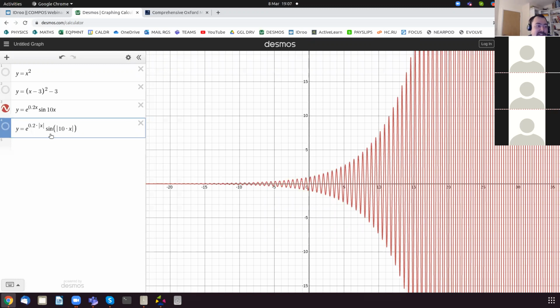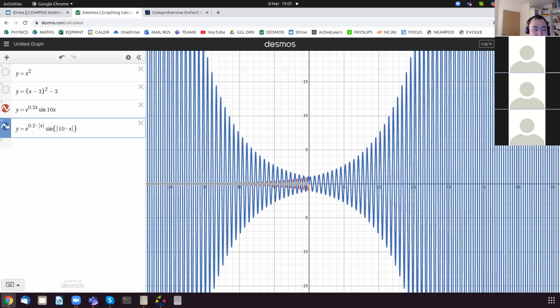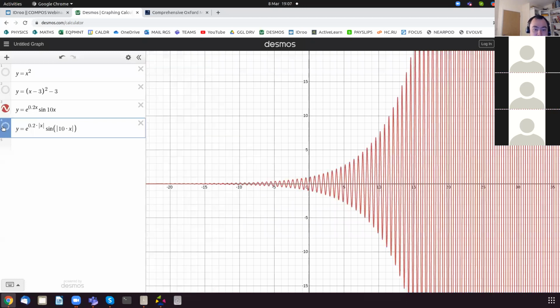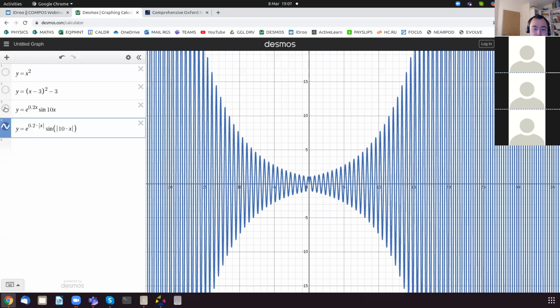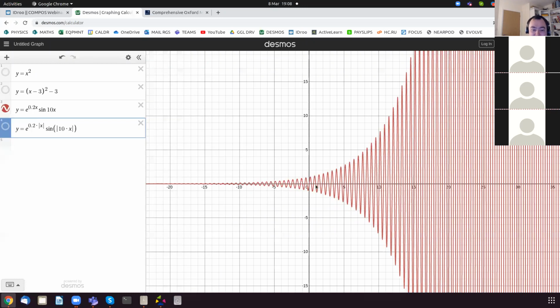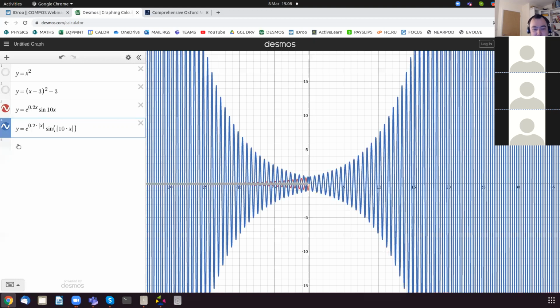If I do the modulus transformation, what happens is the right side of the equation is unchanged. Look, the right side is unchanged. But the left side is copied from the right-hand side. The right side of the graph is mirrored on the left. This is what the modulus transformation does.